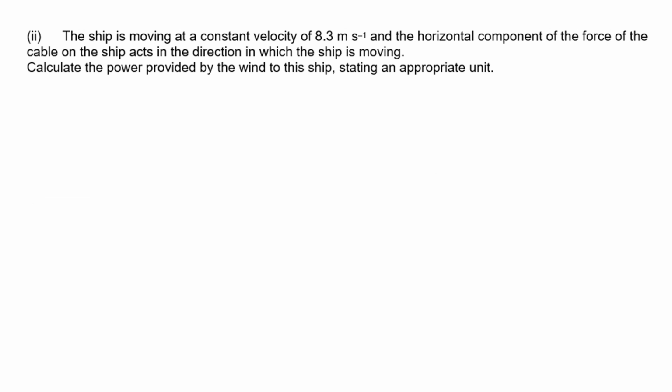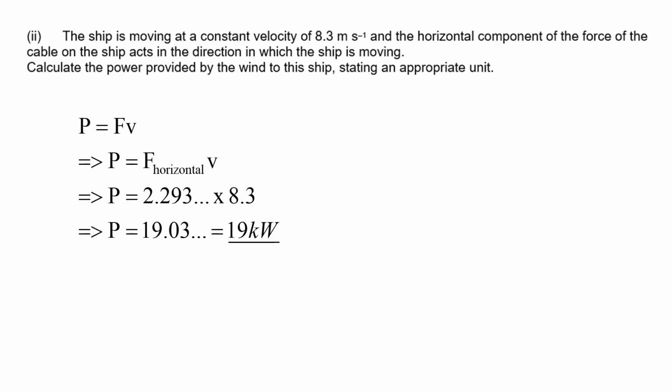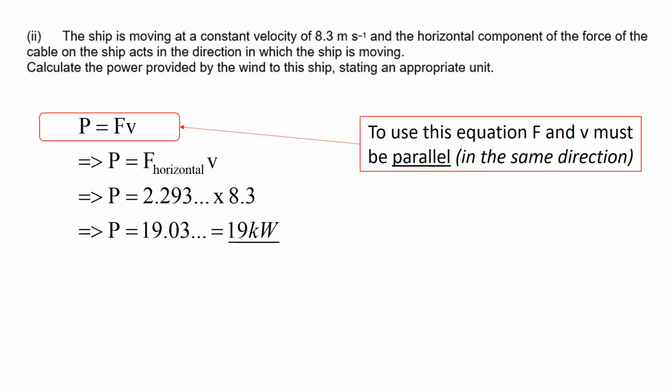The last part of this wants us to work out what the power is from the wind. So we have an equation that allows us to do that, P equals FV. So important thing to know about P equals FV is that the force and the velocity must be parallel to each other, which means we need to be using the horizontal component of the force in this equation because the velocity is horizontal. So once we've established that, I've put in the force in kilonewtons, so I get an answer out in kilowatts, which is what we were looking for in what we could give in this question. We could have obviously given it as 19,000 watts, but this is a good enough answer.